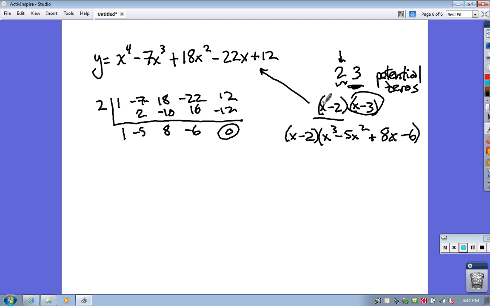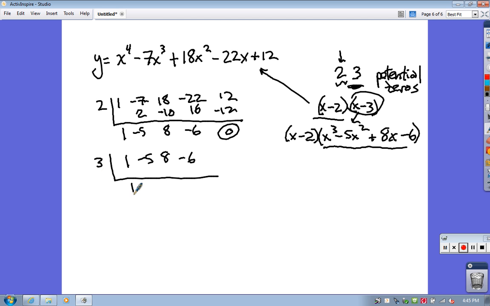I don't have to do that. I've already taken an x minus 2 out. Let me just see if x minus 3 goes into this. I don't have to go back and do the original because I only took an x minus 2 out of it. So this whole thing, this 1, negative 5, 8, negative 6, I'm going to see if 3 is a root for it.